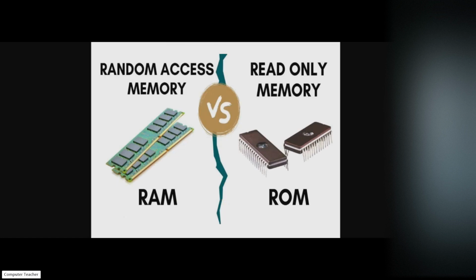Next, we can see the picture of random access memory, RAM, and read-only memory, ROM. RAM will be like a chip with this kind of structure integrated into it. The storage will be integrated in RAM, and ROM looks like this.